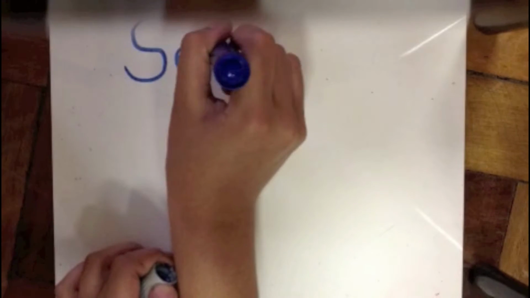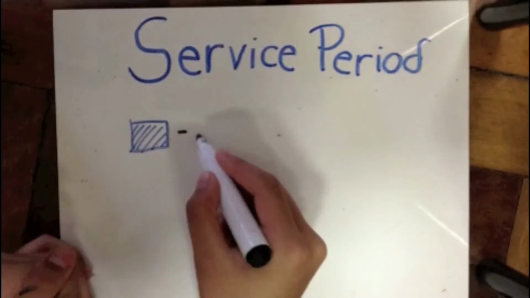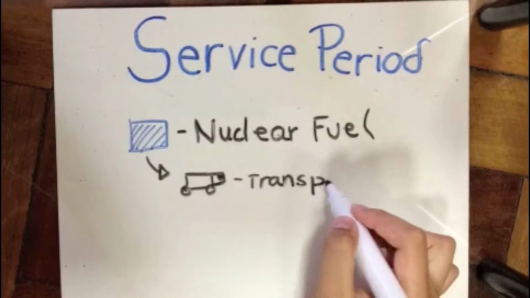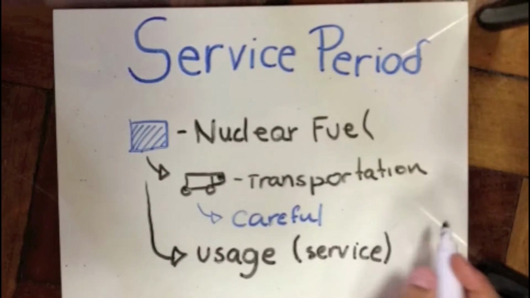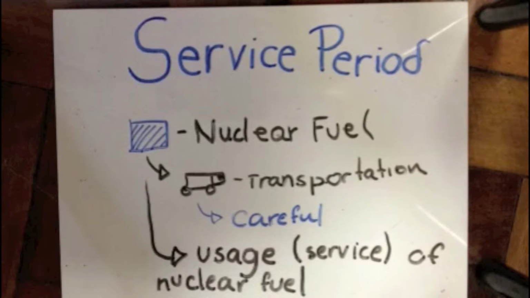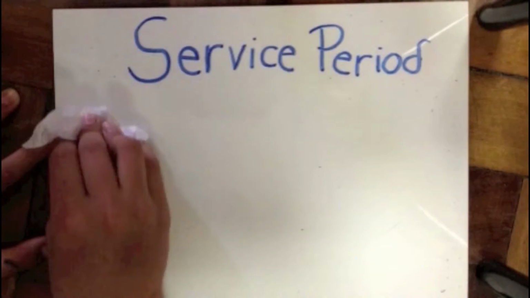The service period is the next stage. It is the period in which the fuel is used. This stage needs extra care, and it is very dangerous as nuclear fuel is very radioactive. So, it needs careful transportation and also needs careful management of the fuel. As I said before, it is very radioactive, so therefore it is very dangerous.